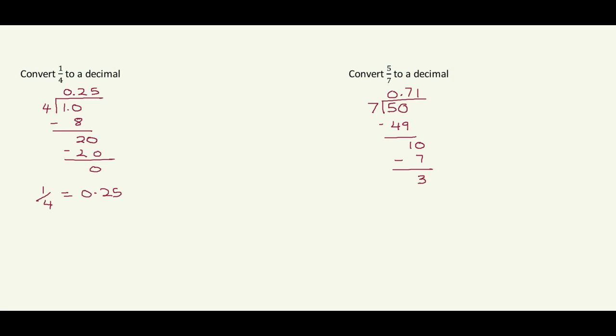3 is less than 7, so I'm going to append another 0. 30 divided by 7, we have that 4 times. 4 times 7, we have 28. And we subtract, we get a remainder of 2. And so what this is trying to tell us is we can keep going this way. And so this is what we call a non-terminating decimal. So we can say 5/7 is 0.714, if we're just going to deal with the first 3 digits of the decimal.